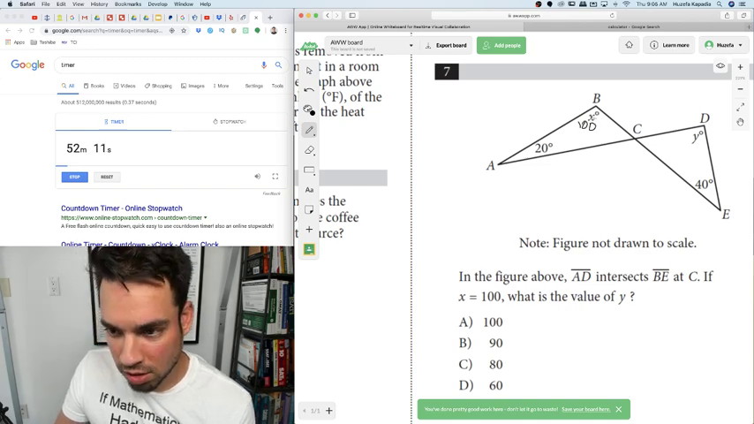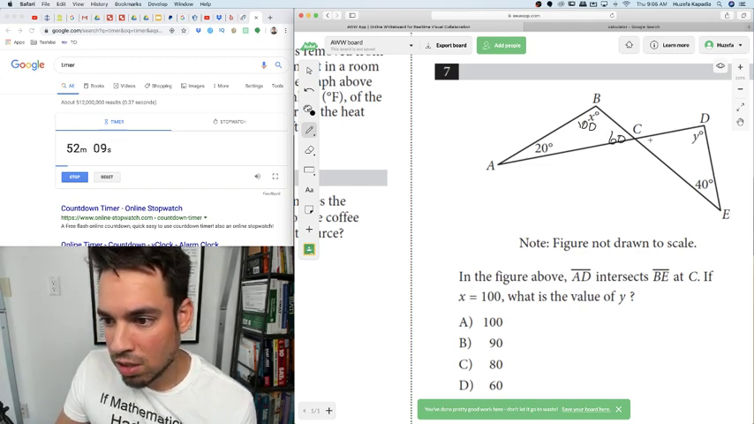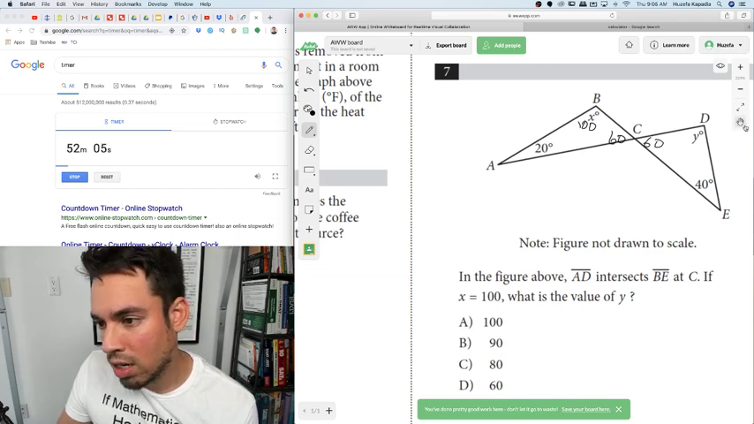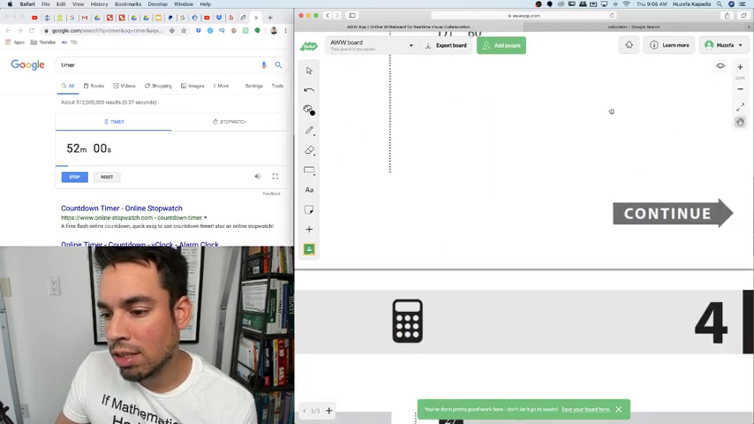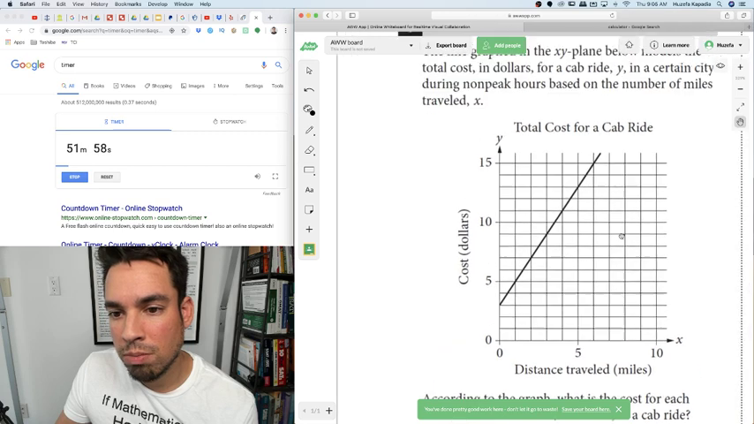Well, if this is 100, this is 20, this is a triangle, so this must be 60. This is also 60 because it's a vertical angle. 60 and 40 make 100. Y, and this adds up to 180. Y must equal 80. Those geometry problems are just like little puzzles. You've got to solve the missing stuff.